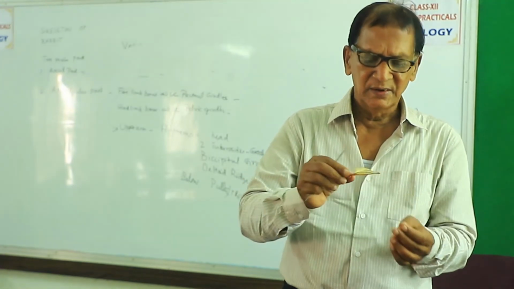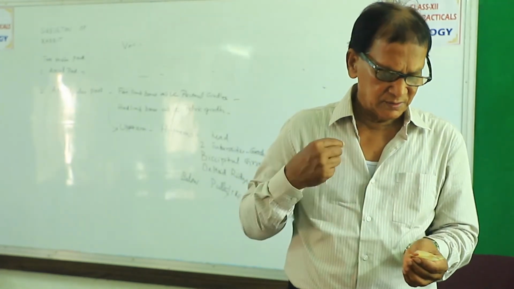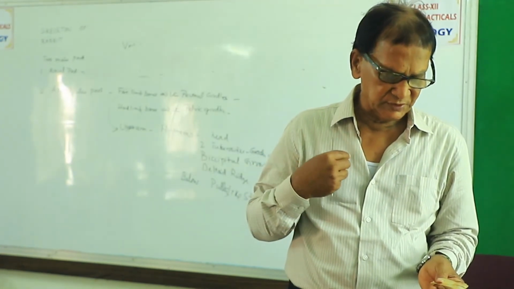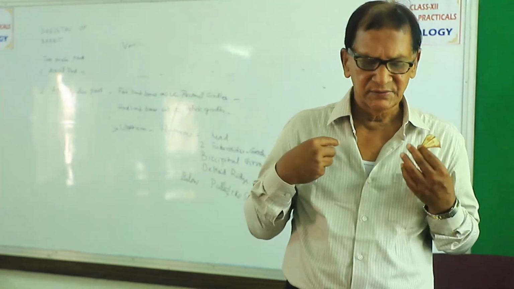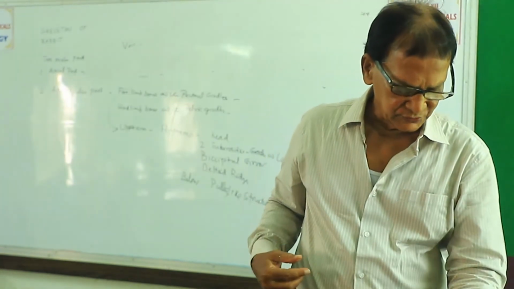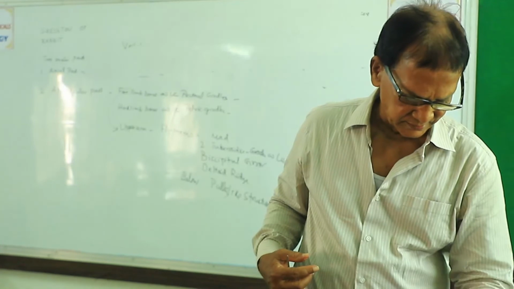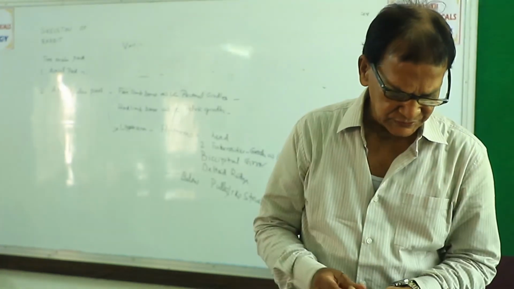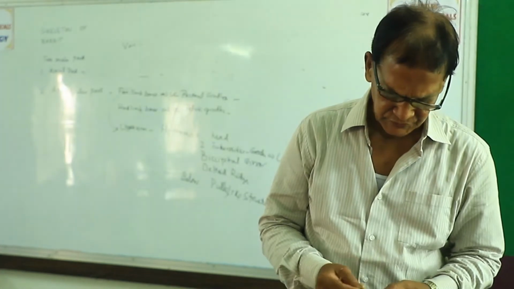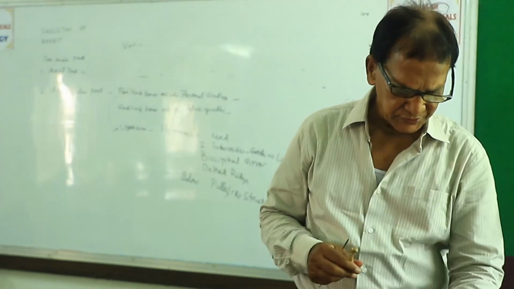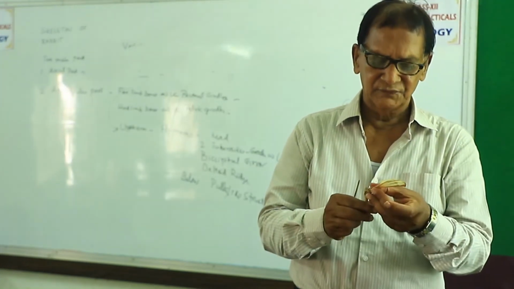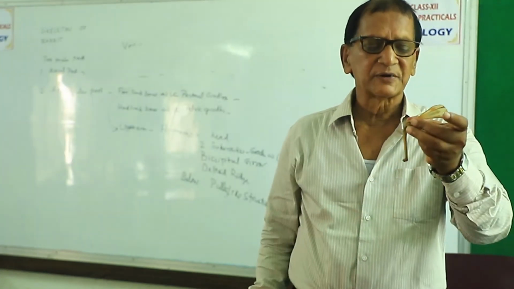So this is the pectoral girdle or the shoulder girdle that is present in the shoulder region or in the chest region, one on each side. Then the head of the humerus is attached to the glenoid cavity. This is the glenoid cavity of the pectoral girdle.